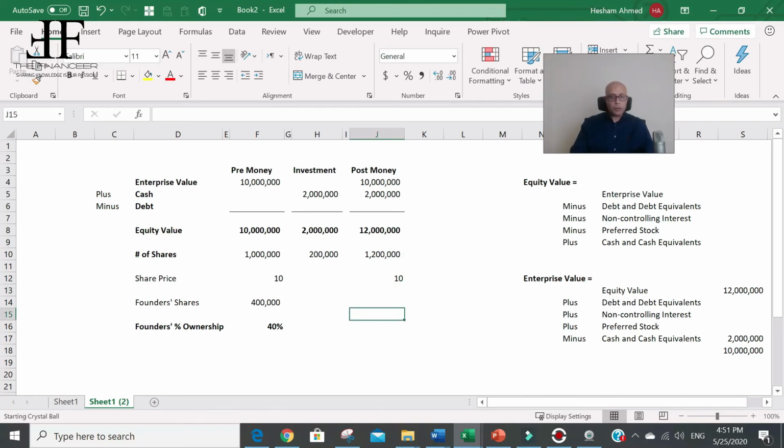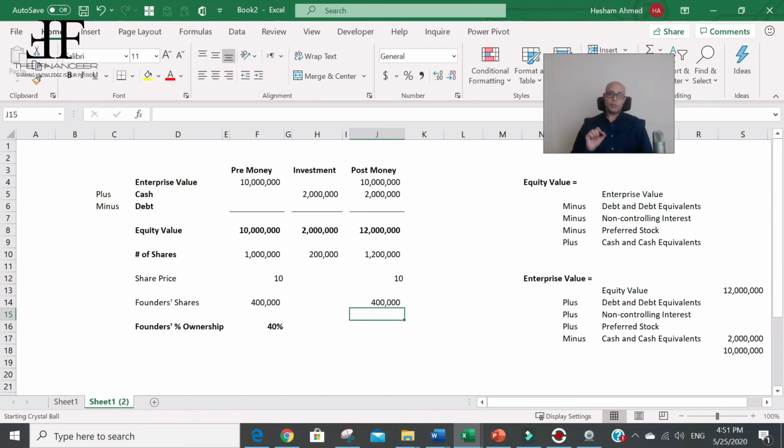Clear. How about the founder shares? The question here is, are the founder shares outstanding going to change? It was 400,000. Will it be the same 400,000 or something different? It will be the same 400,000, because he didn't sell any of his shares. But how about his value? Is it changed? No, the value will be the same. 400,000 shares at a share price of $10, so he will have $4 million as a participation in the equity.